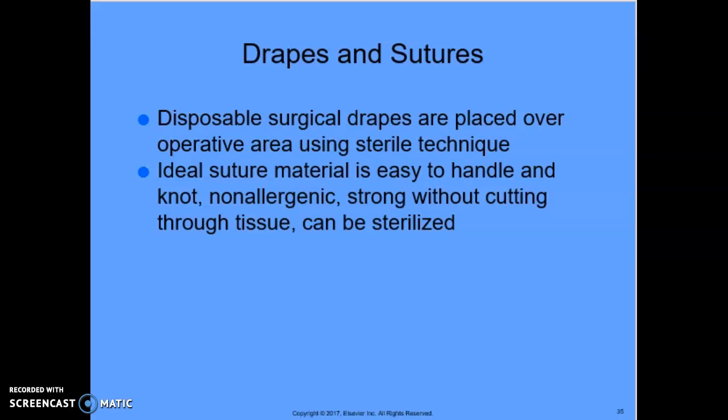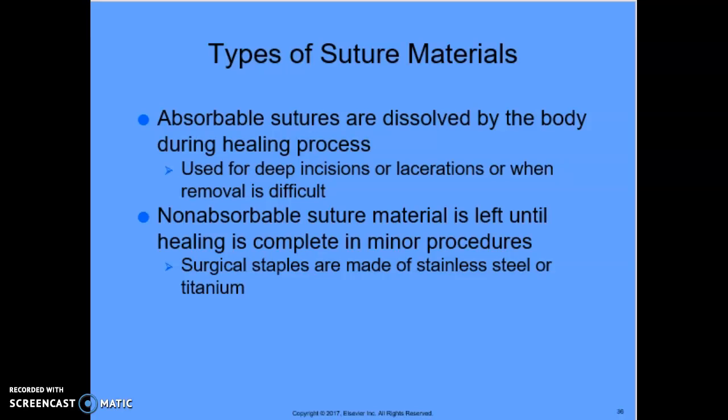Also, ideal suture material is easy to handle and non-allergenic, strong without cutting through tissue, and it can be sterilized. Again, this will depend on what the doctor prefers and uses. So there are different types of suture materials. We have absorbable sutures that are dissolved by the body during the healing process, and this is used for deep incisions and lacerations, or when removal would be difficult. And then we also have the non-absorbable suture material, and it is left in until the healing is complete and then removed. And we can, by scope of practice, remove these sutures as well as surgical staples.